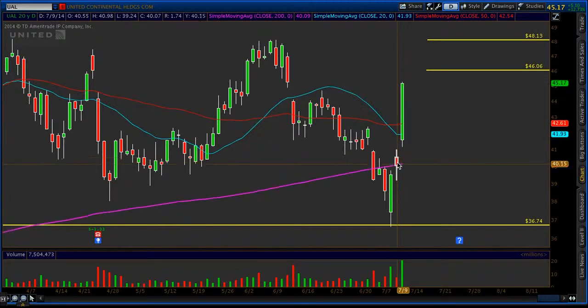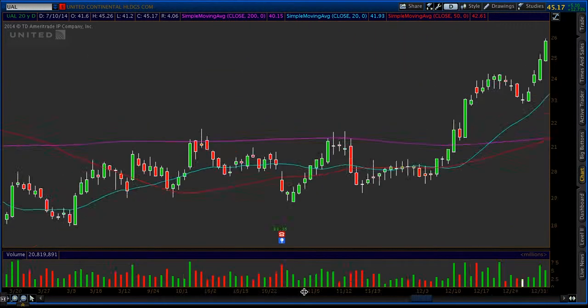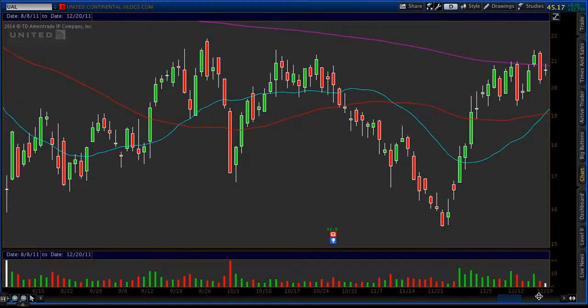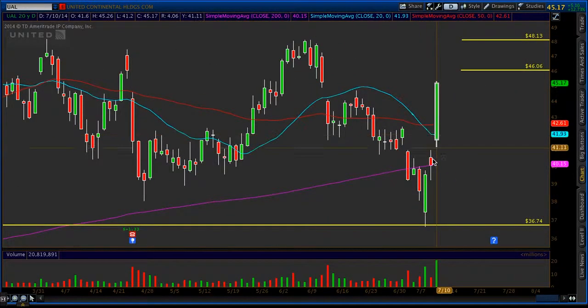Yesterday, this closed below that. Today, big gap up and go today. So nice move on this stock. Can it go higher? Yes, it can. Like I said, this is now trading above all moving averages. Filled the gap, closed above the gap. It closed at 45.17.